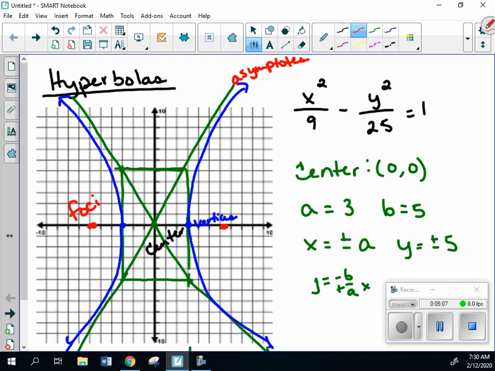So notice here, halfway between the vertices is going to be your center. Halfway between your foci is going to be your center. So that's good information to have in regards to the next part that we're going to be talking about with the equations.